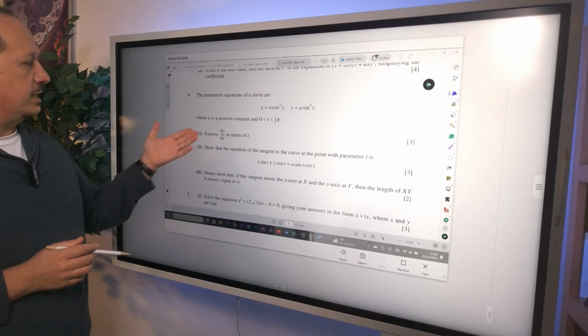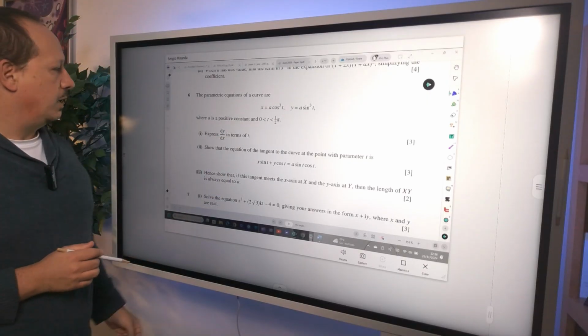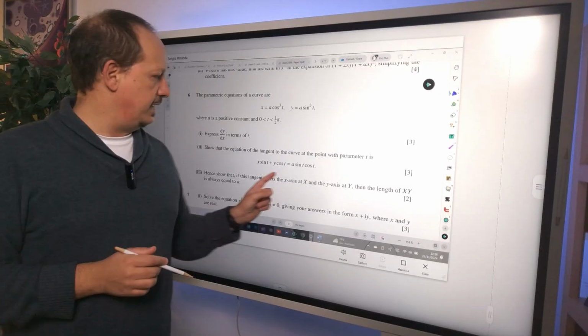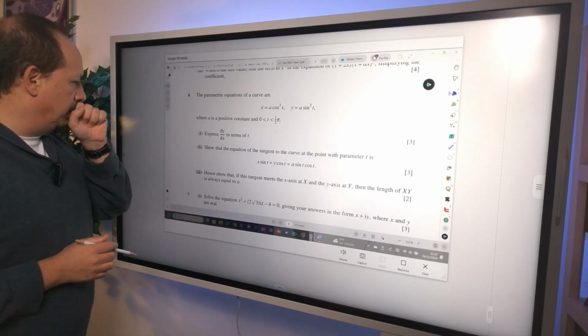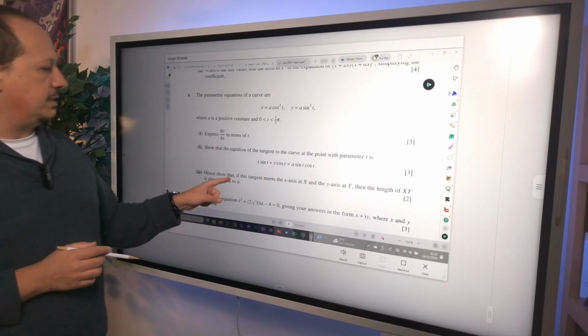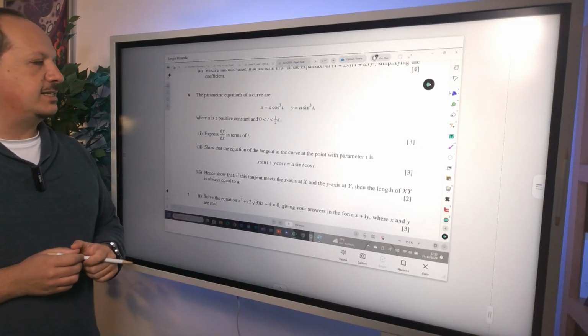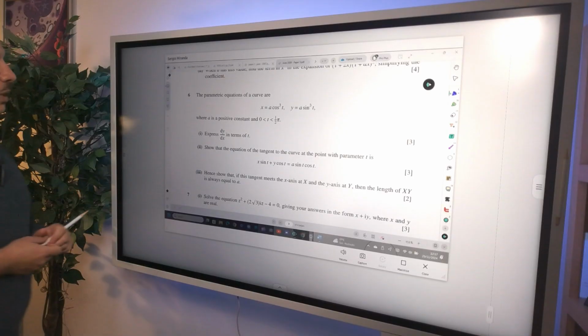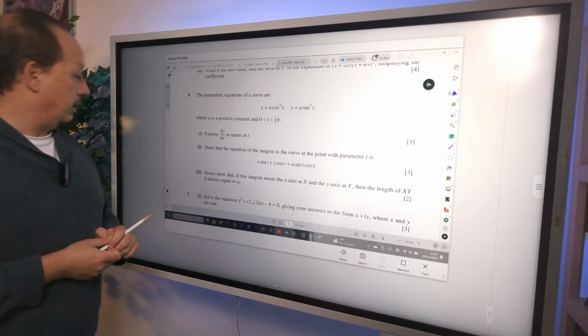First, again, express dy by dx in terms of t, and then show that the equation of the tangent to the curve at a point with parameter t is this. And finally, hence show that if this tangent meets the x-axis at X and the y-axis at Y, then the length of XY is always equal to a.